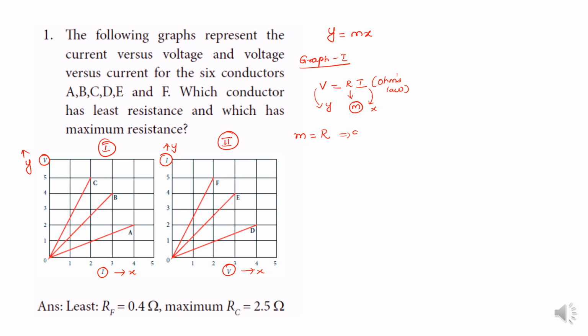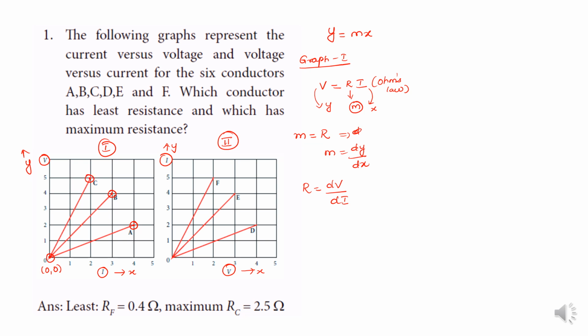We know slope m is equal to dy by dx. Slope R is equal to what is dy? V is in y's place, so dy is dV and dx is dI. Okay. So the initial points are 0, 0 for all the conductors A, B and C. Let us write the coordinates for all these 3 conductors.